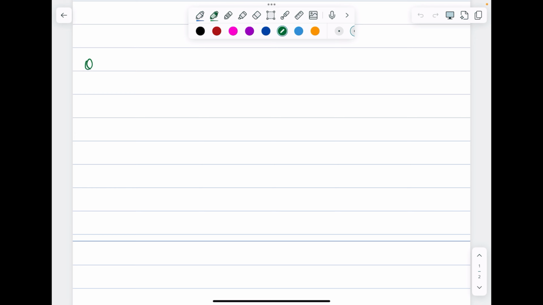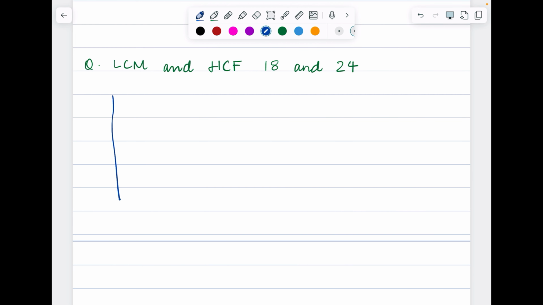Let's try finding the LCM and HCF of 18 and 24. Now what we're going to do is, first of all, we're going to make a separate ladder. We can find the LCM first, it doesn't matter, and that's going to be 18, 24.